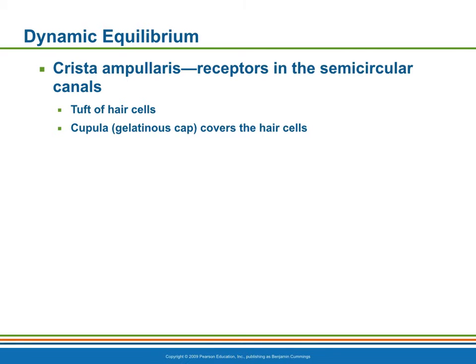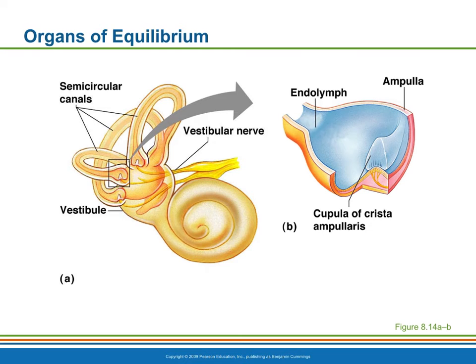Within the ampulla, which is a swollen region at the base of each semicircular canal, is a receptor region called a crista ampullaris. These consist of a tuft of hair cells covered with a gelatinous cap called the cupula. Here you can see the ampulla and the crista ampullaris inside.